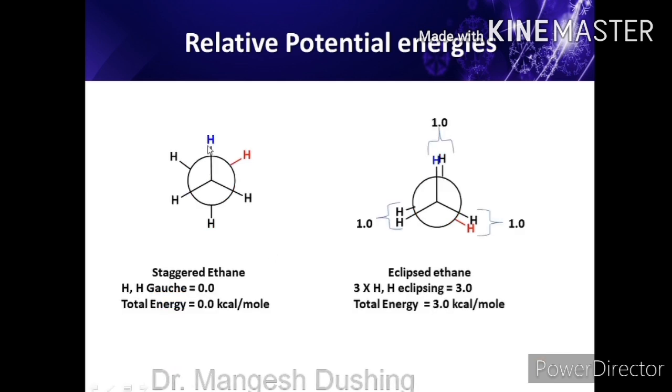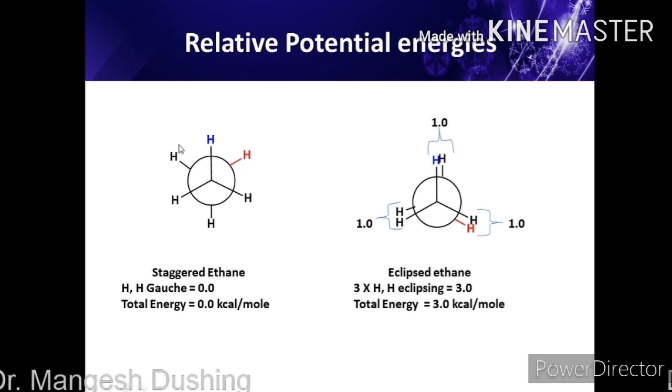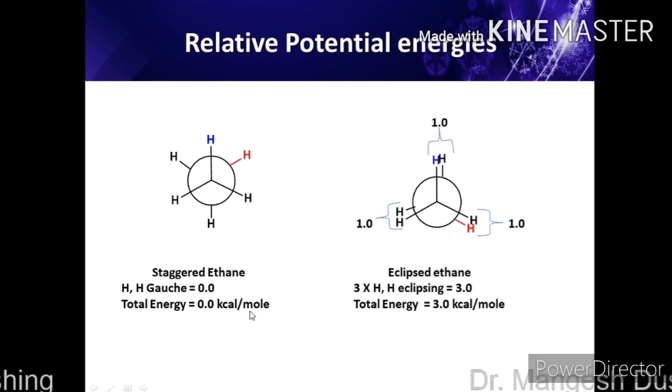This is the structure of staggered ethane. In this case, all hydrogens are maximally away from each other, making an angle, that is, the dihedral angle is 60. So all hydrogens are making an angle of 60. If hydrogens are gauche, making an angle of 60, then energy is 0. So the total energy of this molecule is 0.0 kilocalorie per mole.